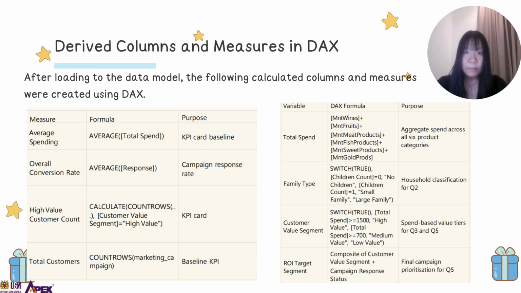For example, total spend was used to combine spending across all product categories. Family type helped us classify customers by household structure, and customer value segment helped us group customers by spending level. We also created measures such as average spending, overall response rate, and total customers. These were used in the KPI cards and dashboard summaries. Overall, this DAX work helped connect the cleaned dataset with our five research questions and made the Power BI dashboard easier to analyze.